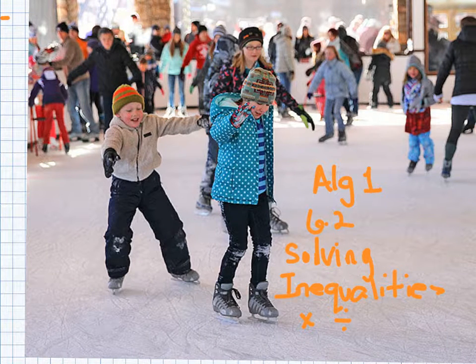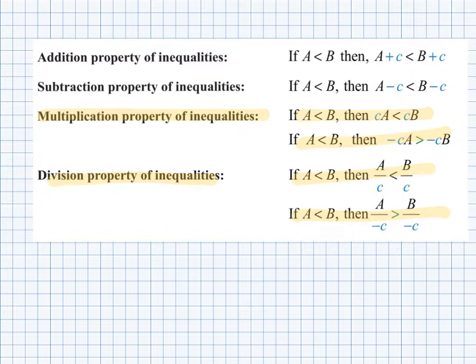This is Algebra 1, Lesson 6.2, Solving Inequalities Using Multiplication and Division. This lesson starts on page 330 in your book. So we talked about in the last lesson the four properties of inequalities.